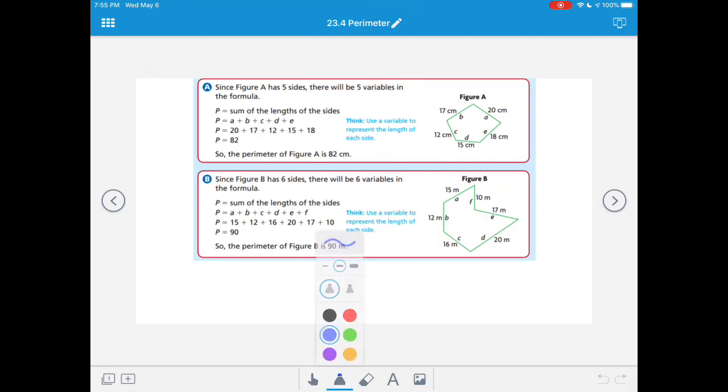So this is an example coming from your textbook. Figure A here has many different sides, and those sides can all be added together. Think of each side as being a different letter. So we have side A, side B, C, D, and E. And so the formula would look like this. P equals A plus B plus C plus D plus E. And then you actually plug in the numbers to start solving it.